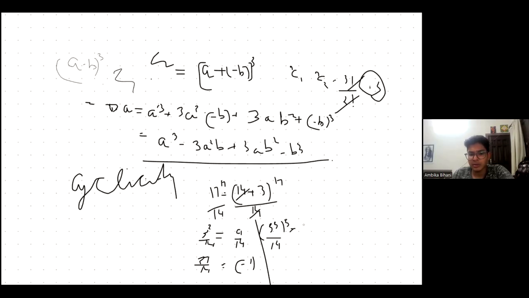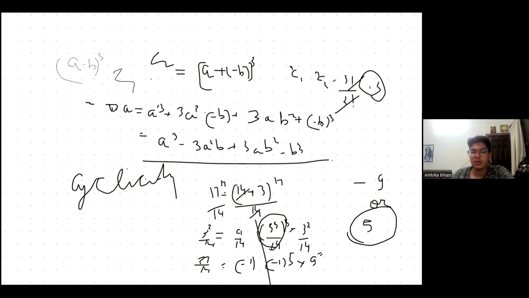Now we know remainders are multiplicative. So this whole will come as (-1) to the power of 5 into 9, since 3 threes are 9. So the remainder is -9, but we cannot leave it negative. So for -9, we add the divisor, which is 14. -9 plus 14 is 5. So our final remainder when this number is divided by 14 is 5.